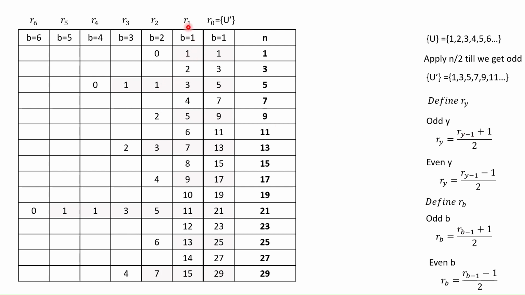Now say you have R1. In R1 we have the element 2. Because 2 is even, we are not going to be expanding it further. So we define RB, where B is equal to 1. We have 2, 4, 6. These are the elements of this set. Now these elements are related to the numbers 3, 7, 11 and so on.